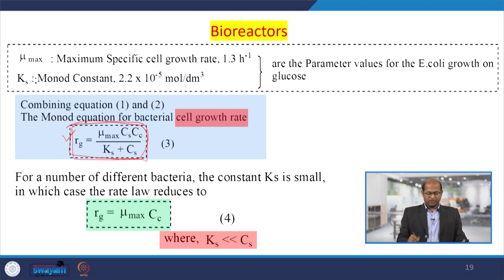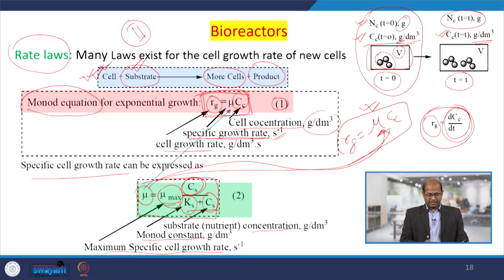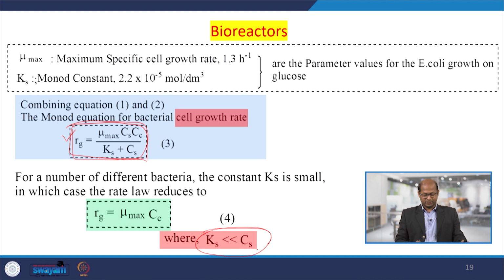Ks is the Monod constant, as I said. If Ks is very small compared to Cs, the substrate concentration, then this equation 3 simplifies to Rg equals mu max into Cc, the cell concentration. This is the case. So, when we find some value of Ks and know the cell concentration, only under these conditions is this applicable. Otherwise, we can use equation 3 to find the cell growth in the bioreactor.